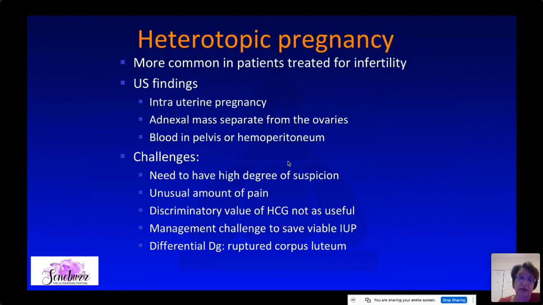And of course, always look for blood in the pelvis or hemoperitoneum. And we really have to have a high index of suspicion in this patient. Any patient who is pregnant, even if you see an IUP, but there is blood in the pelvis, or the patient has an unusual amount of pain, you should think very carefully and look very carefully in the adnexa. And of course, it's a management challenge as well, because most of these patients are fertility patients, and so you want to try to save the viable intrauterine pregnancy.